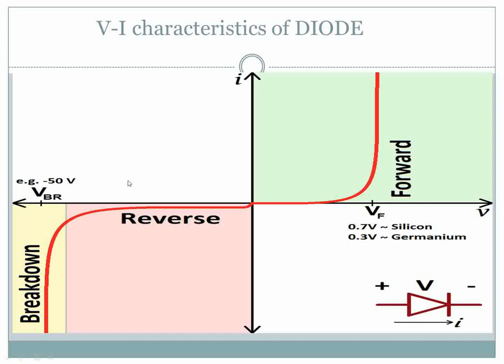Okay, when the voltage crosses a certain value, it will damage the diode. That voltage is called the breakdown voltage or reverse breakdown voltage. Okay, this is the breakdown. When the breakdown occurs, a very large current will flow, because in that case there is no barrier between the p and n-type junction.